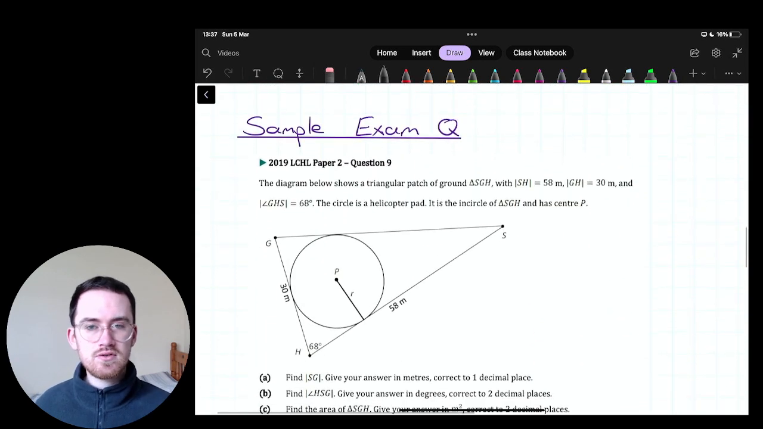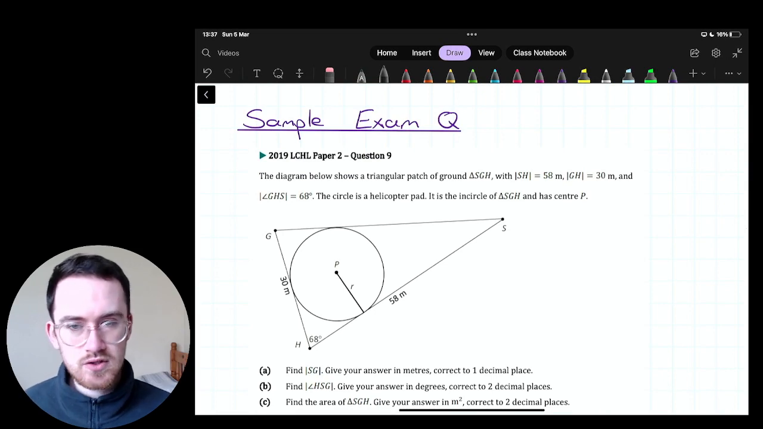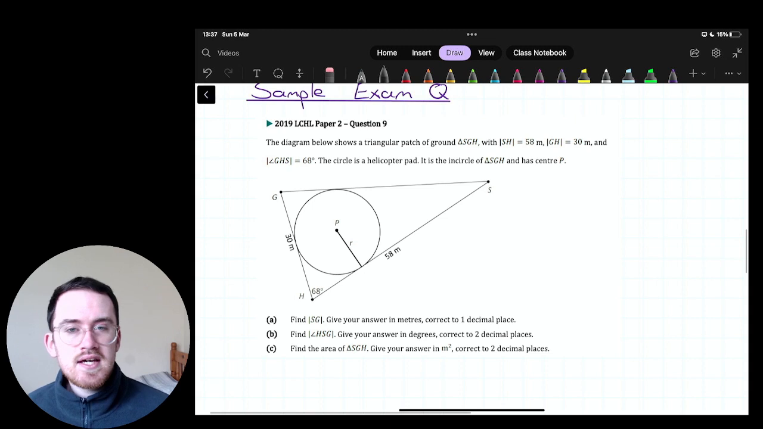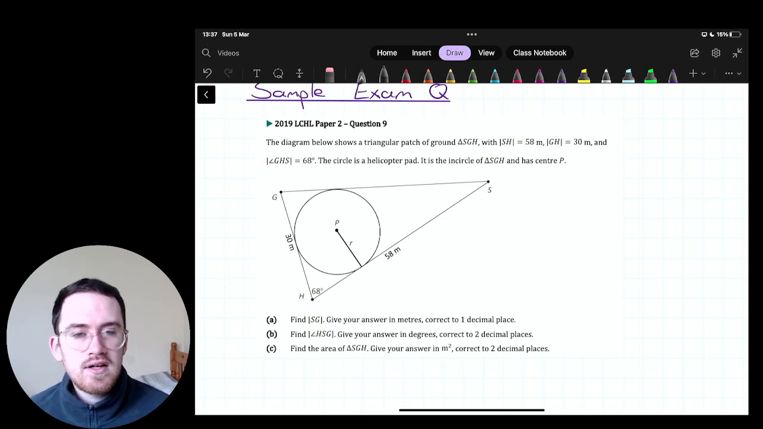So let's do a sample exam question, using what we've done in this part and the last parts. Looking at the diagram below, which is a triangular patch of ground SGH, and SH is 58, GH is 30, and GHS is 68.